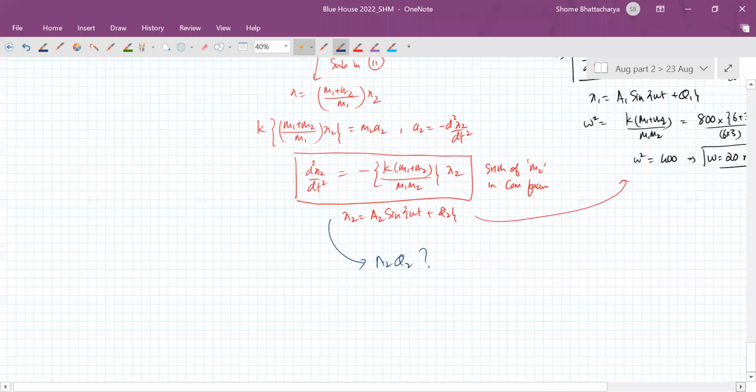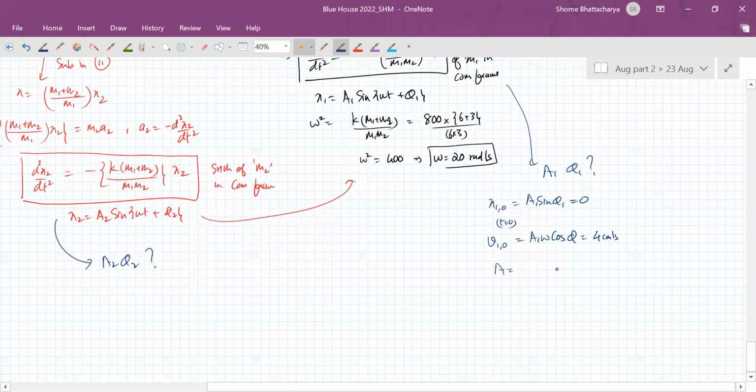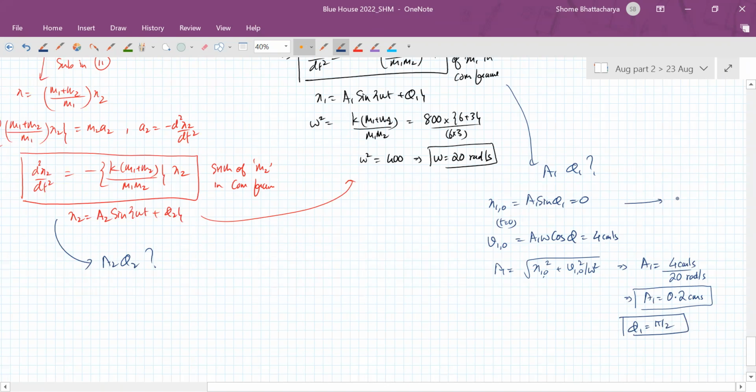And from the initial conditions, you can see that a1 will be square root of x1's initial value square plus b1's initial value square by omega square. So in this case, this amplitude will come out to be 4 centimeters per second divided by 20 radians per second, because x1 is 0. So this one will come out to be 1 by 5 or 0.2 centimeters. And phi1 will come out to be pi by 2, because cos phi is positive and sin phi is 0.